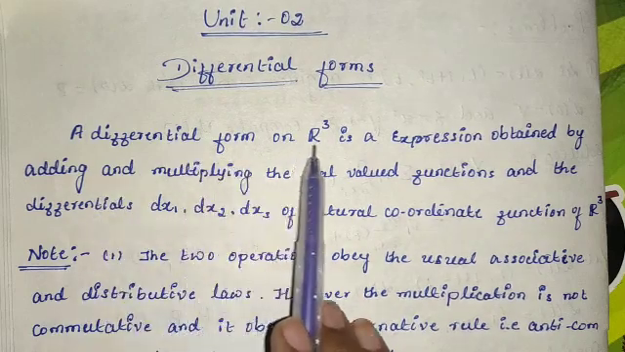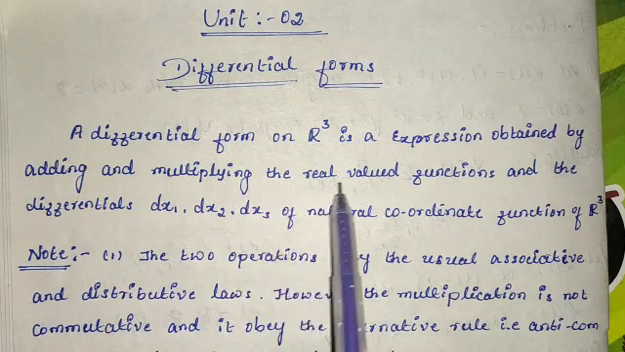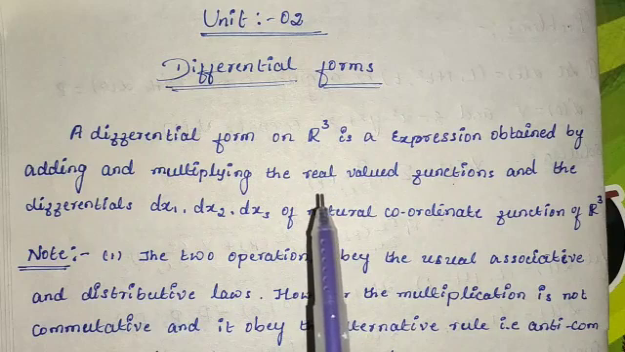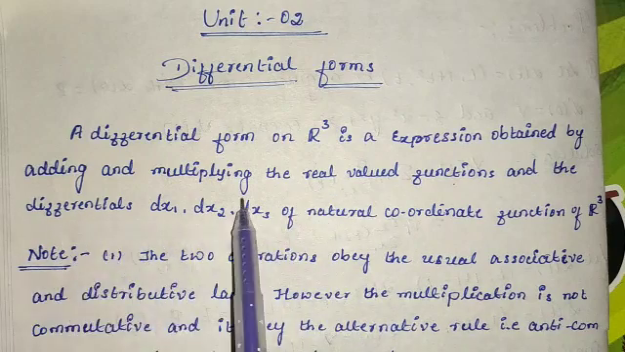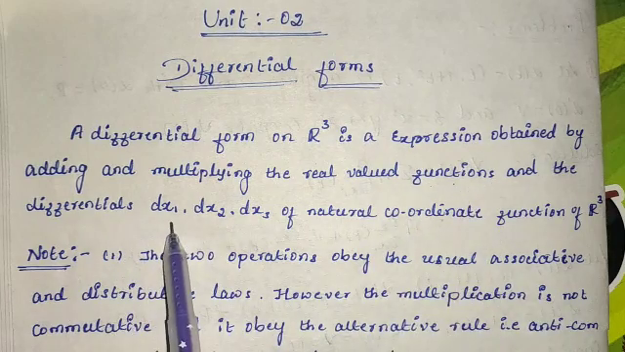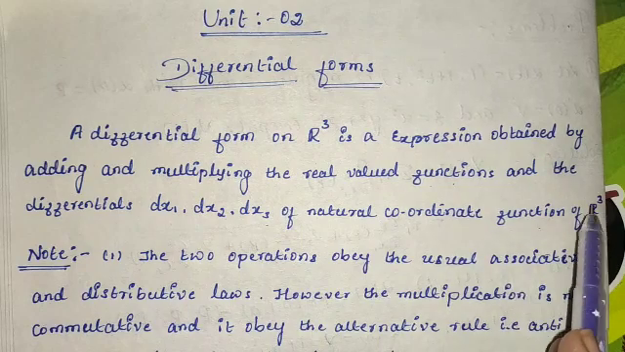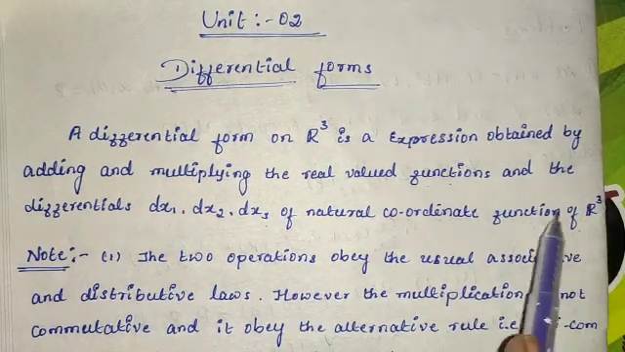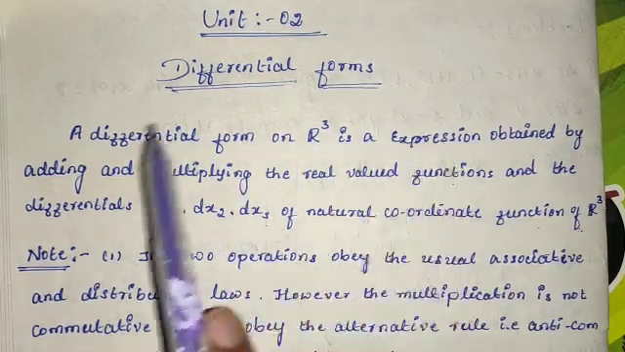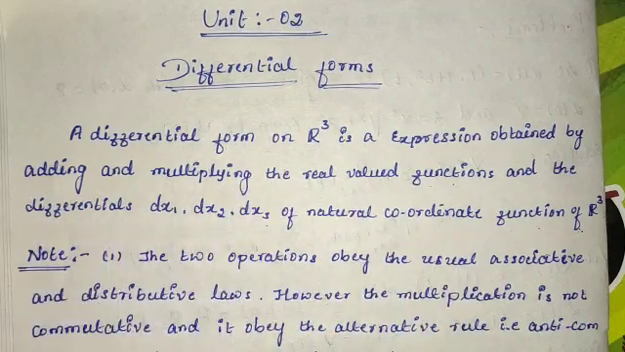A differential form on E3 is an expression obtained by adding and multiplying real valued functions and the differentials dx1, dx2, dx3 of the natural coordinate functions of R3 or Euclidean space. Okay, this is the differential form. A differential form is an expression obtained by adding and multiplying the real valued functions.